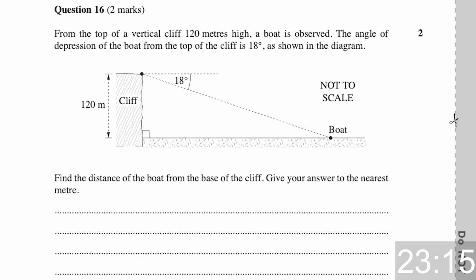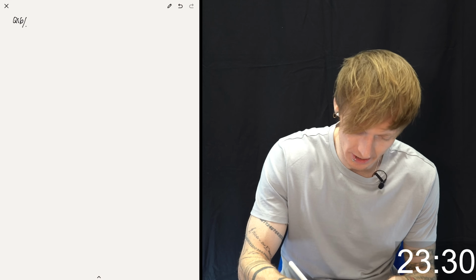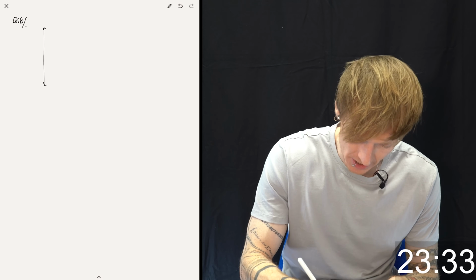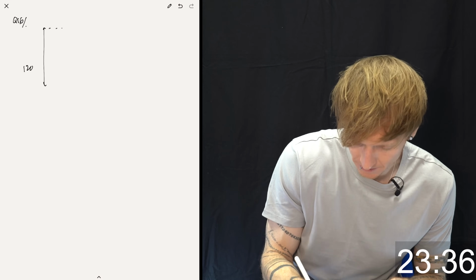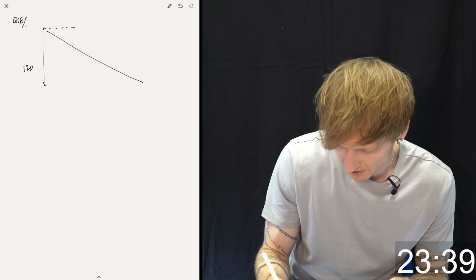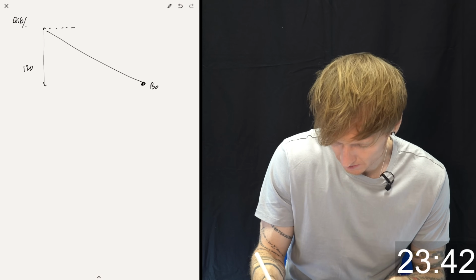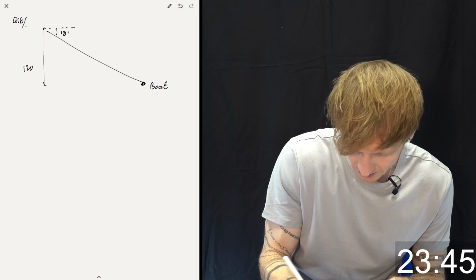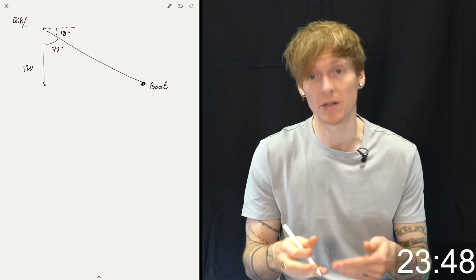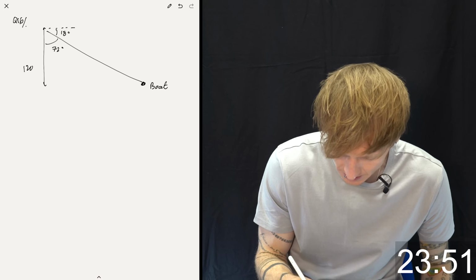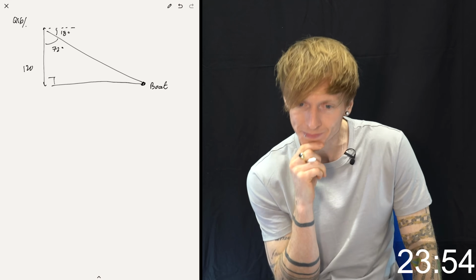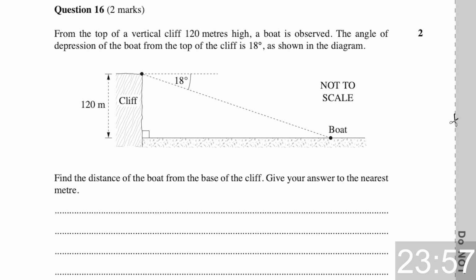Okay, question 16. Oh, nice diagram. At the top of a vertical cliff, 120 meters high, a boat is observed. The angle of depression of the boat from the top of the cliff is 18 degrees, as shown in the diagram. So you've got a cliff, which is going to be 120. We then have the line down to the boat, which is here. Then we know that that is 18 degrees, so we know that this is 72 degrees because the total is 90. And we also know that this is a right angle triangle.